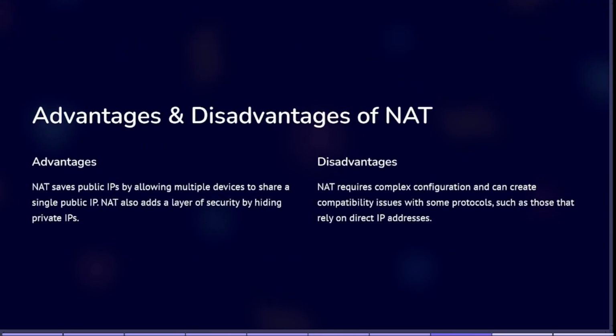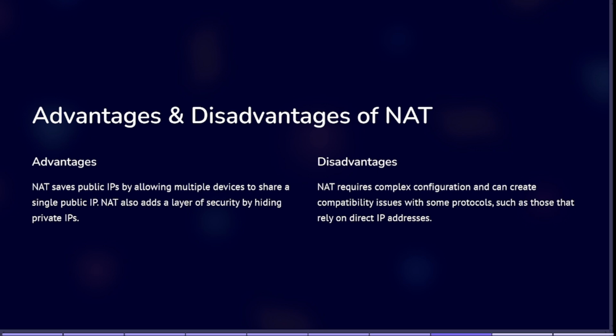The advantages and disadvantages of NAT. So now let's talk about why NAT is so beneficial. First, it conserves public IP addresses, a precious resource in IPv4. Second, it provides an additional layer of security by hiding the internal network structure.